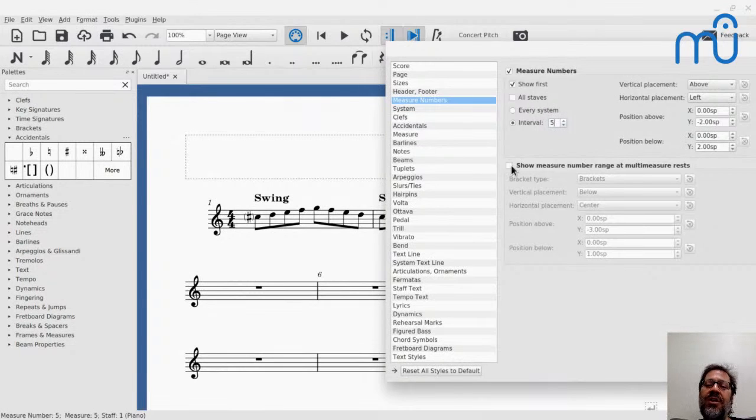Another new 3.6 feature, by the way, is that we can now show measure number ranges if you ask for it in multi-measure rests.